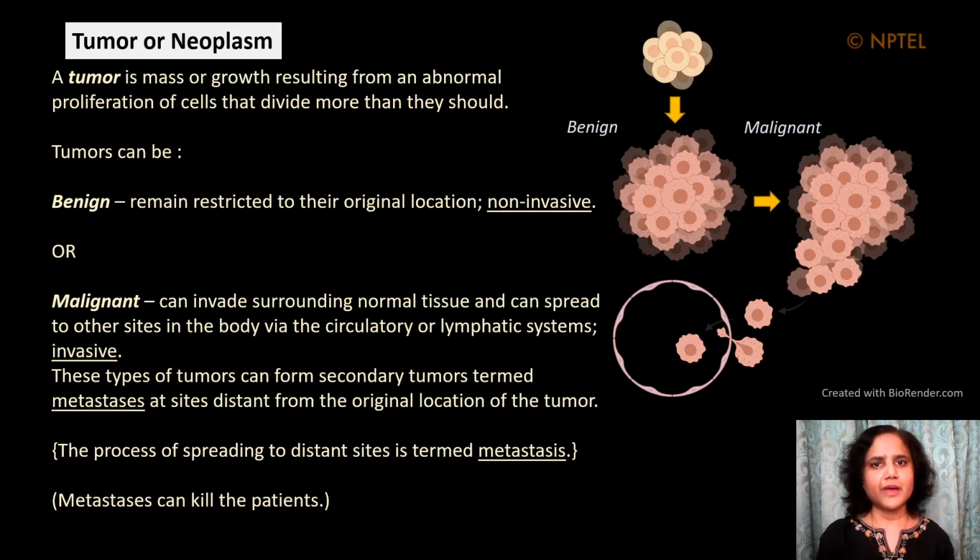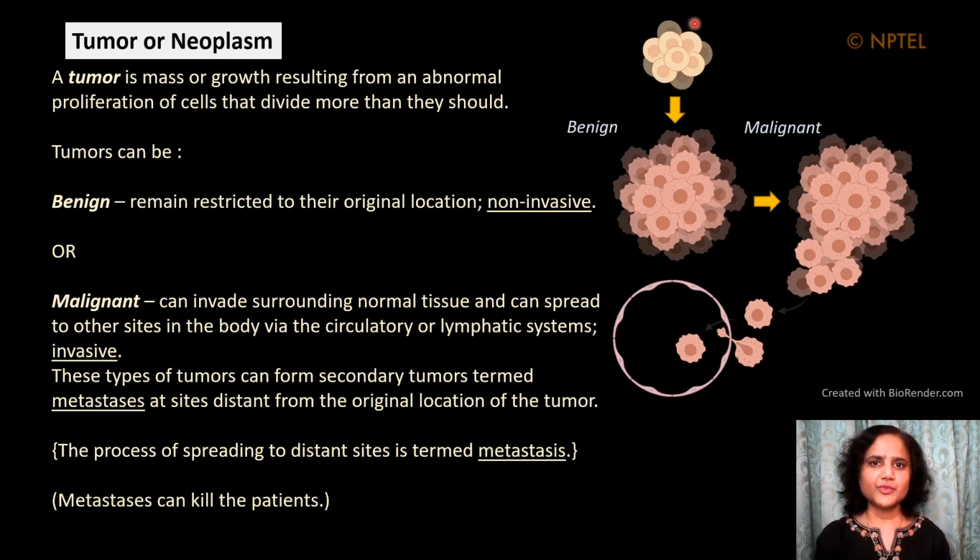A tumor is a mass or growth resulting from an abnormal proliferation of cells that divide more than they normally should. Tumors can be either benign tumors, that is, they remain restricted to their original location and they are non-invasive, or they could be malignant, that is, they can invade the surrounding normal tissue and they can spread to other sites in the body via the circulatory or lymphatic systems. So malignant tumors by definition are invasive.